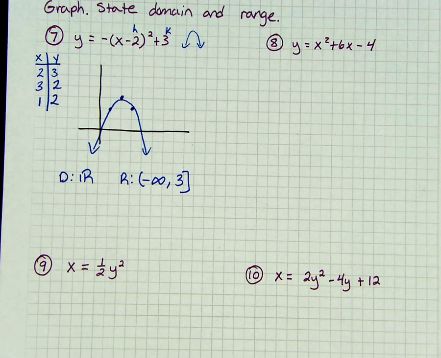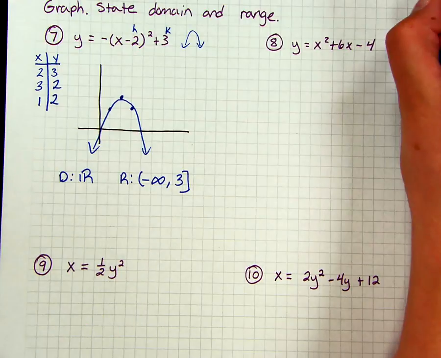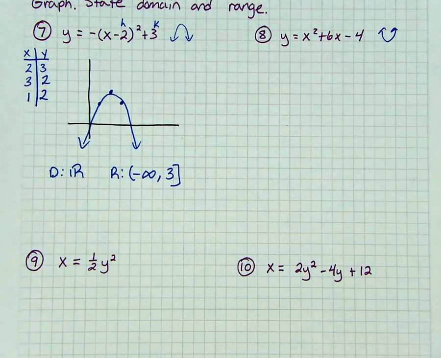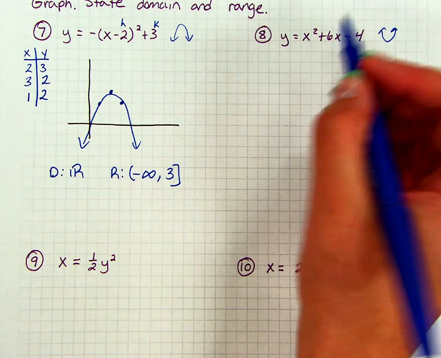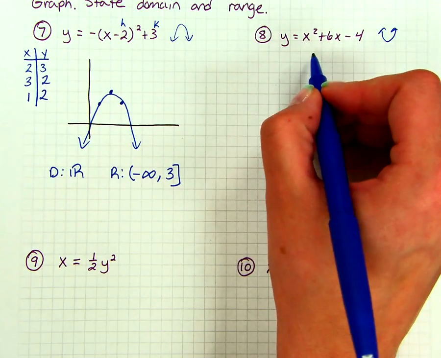All right, on problem 8, looking at that, again it's y equals, so that means it's vertical. The number in front of our square term is positive, so no reflection happens. So when we graph it, we should get a U shape that opens up. Now, to graph, we do need to know the vertex. That means that we need to put this into vertex form, and we do that by completing the square.